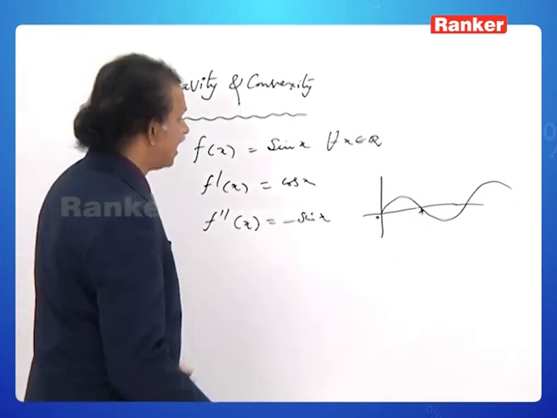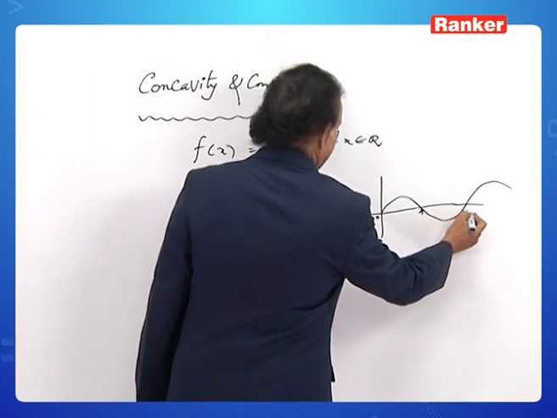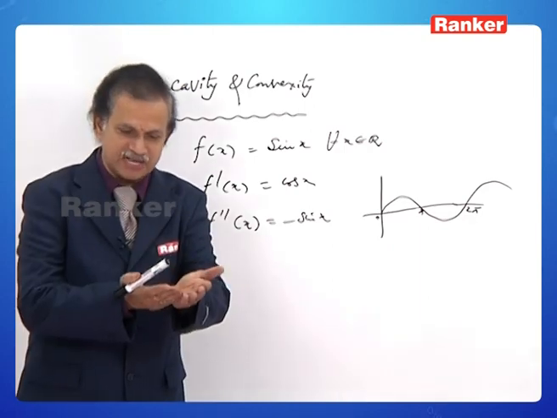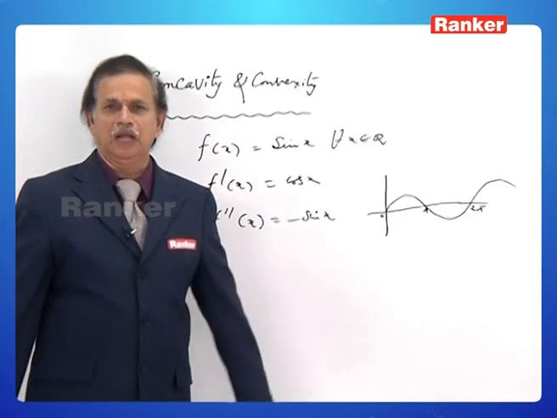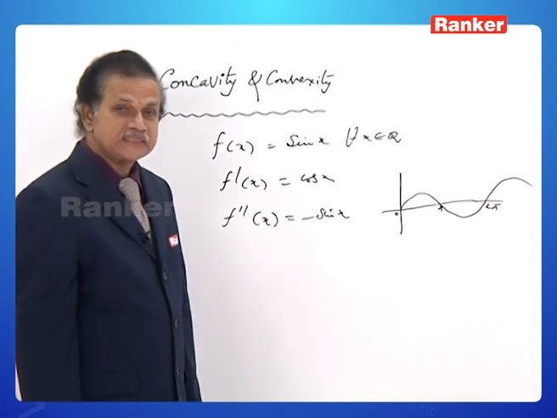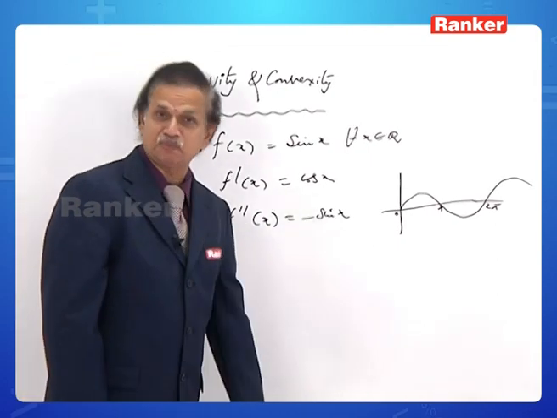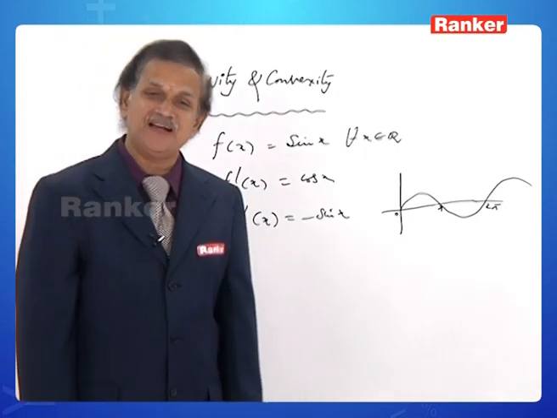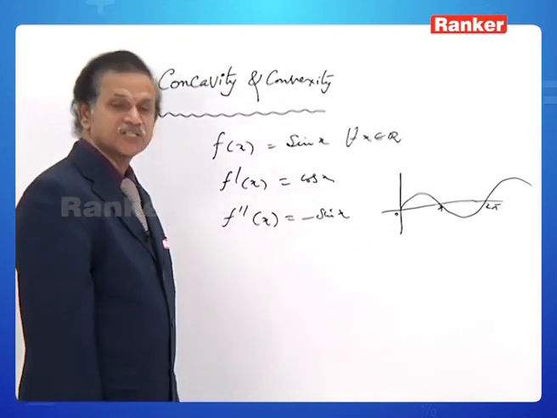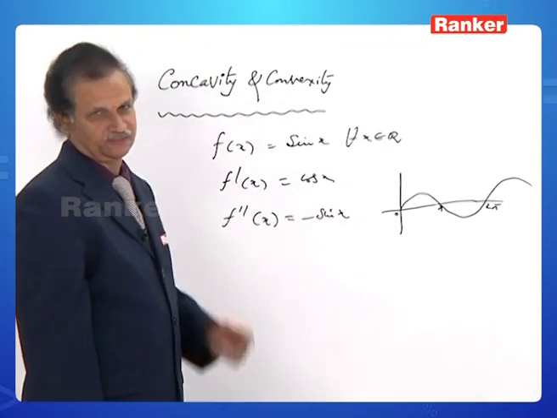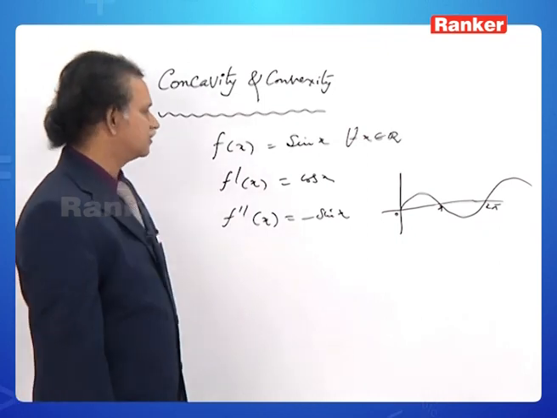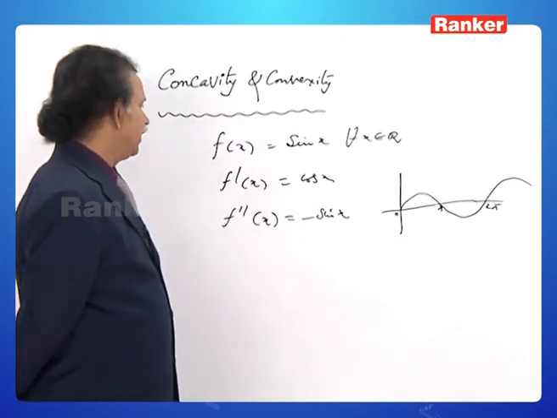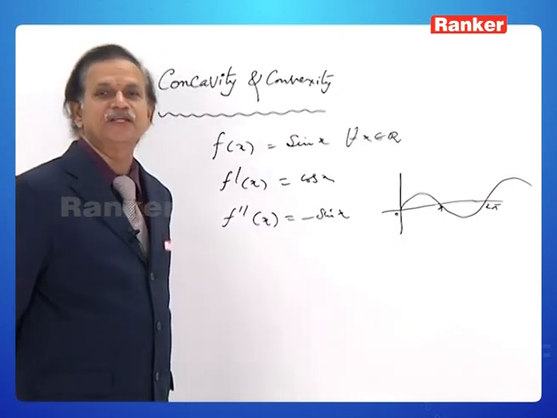Whereas you observe the graph of the same function between pi and 2 pi. What happens? Between pi and 2 pi, the graph of sin x lies below the x-axis. That is, sin x is negative. Therefore, minus sin x is positive. That is, f double dash x is positive. As f double dash x is positive, we say that the function is concave in that region. So f of x equal to sin x is convex in the closed interval 0 to pi, and it is concave in the interval pi to 2 pi.